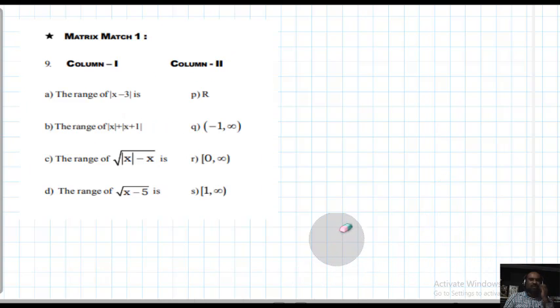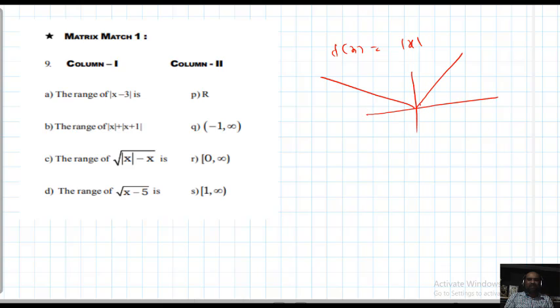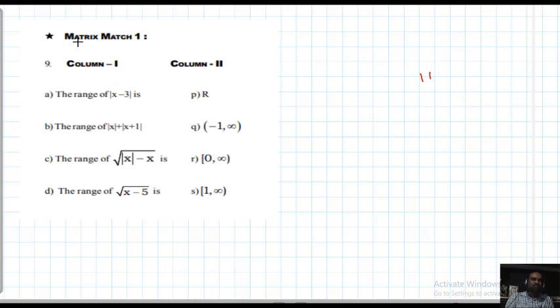Okay, students. Next, the ninth. Range of mod x. You know the graph of mod x. The range means closed 0 to infinity. For any modulus function that is given, mod f of x also, no problem. Its range is closed 0 to infinity. Here mod of x minus 3 is given, x is 3, 0. Other than that, greater than 0. That's why I can say the range of this function is closed 0 to infinity. I can move with R.